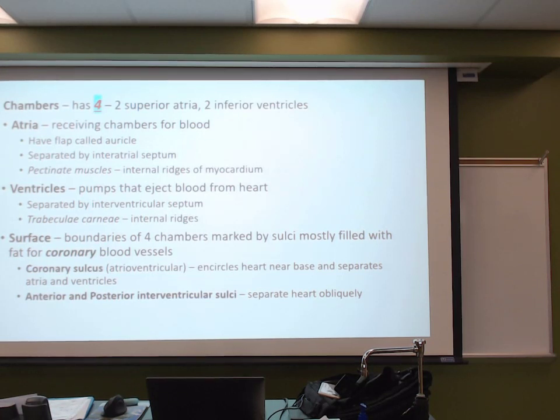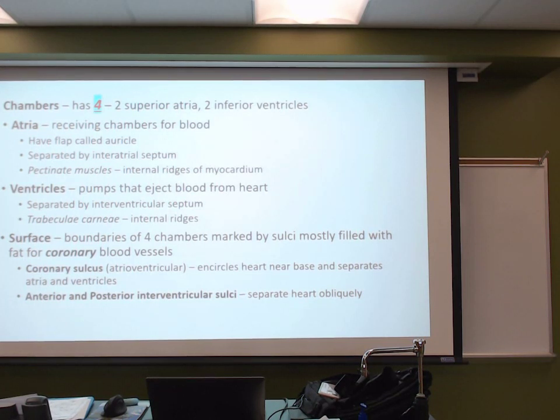Okay? So it's separated by an interventricular septum. This one has trabeculae carneae, which are going to be internal ridges. And if you kind of tilt a little bit and run your finger, you can kind of encounter some of those ridges, as well as looking at this portion and seeing the ridges. Okay? So the trabeculae carneae.